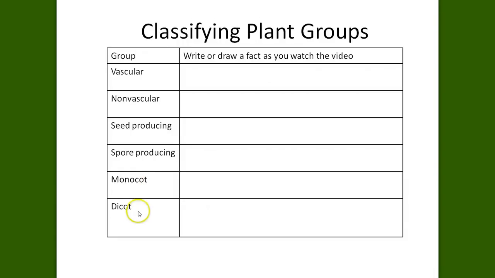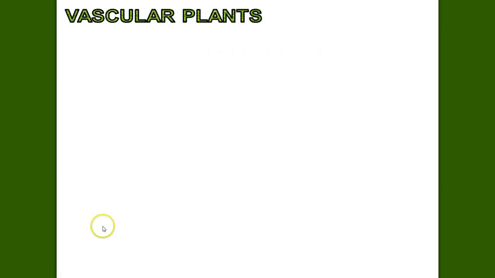and monocot versus dicot. So what we're asking you to do is to write a fact or draw something that's factual as you watch the video that might bring this to mind, showing you something that's the difference between a vascular plant and a non-vascular plant, a seed-producing plant as opposed to a spore-producing plant, a monocot plant as opposed to a dicot plant. All right.